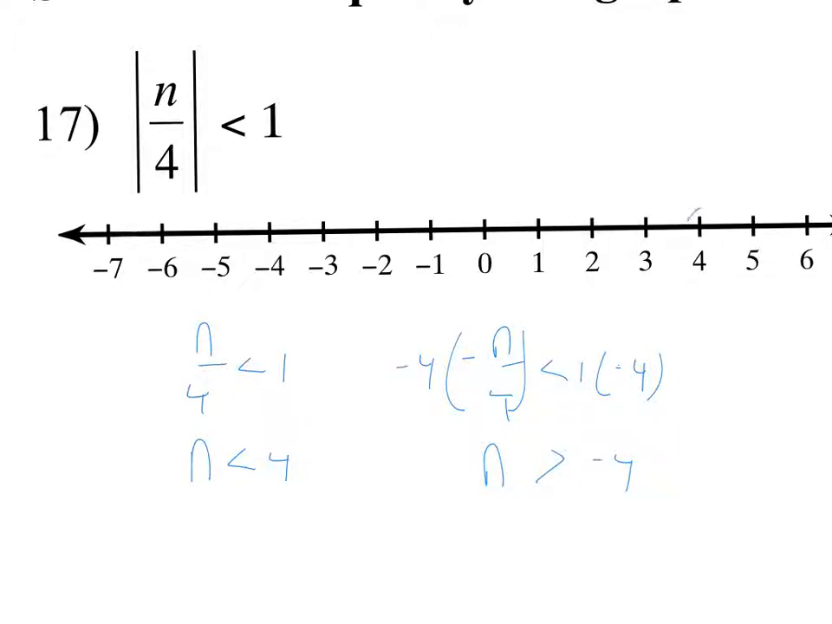So we're looking at 4 and negative 4. If n is less than 4 and greater than negative 4, we're talking about the stuff in between these 2 points. As a rule of thumb, an absolute value less than a number produces an inside thing, and absolute value greater than is going to produce the outside part of this.